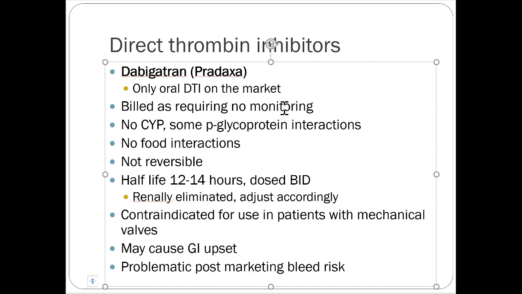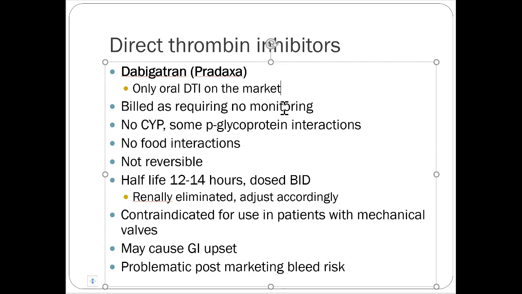It also, interestingly enough, has a lot of nice attributes that sound great on paper. It doesn't have any CYP interactions. It doesn't have any food interactions. It's not reversible, though. That one probably doesn't sound great on paper. Anytime you have an anticoagulant that's not reversible, people get super nervous for good reason. You want to have that fail-safe to be able to pull back that anticoagulant if you need to. In this case, when this drug came out, they didn't have that. At least nothing that was studied to be effective in that area.